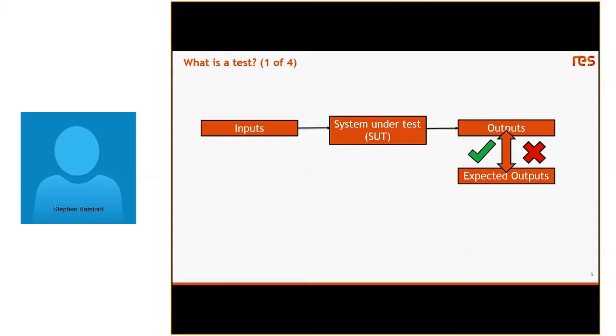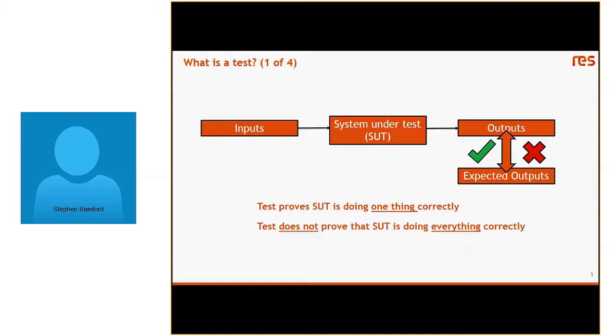We do need to be a bit careful though. A test only indicates whether the tested functionality is working. So you're only proving that one thing is being done correctly. It doesn't indicate that all the functionality is working correctly. So if you don't have sufficient tests, you cannot rely on your tests to tell you that your code is actually working correctly in general.